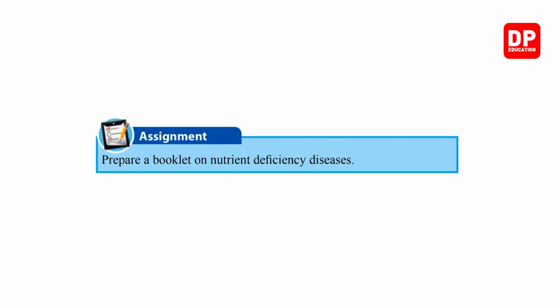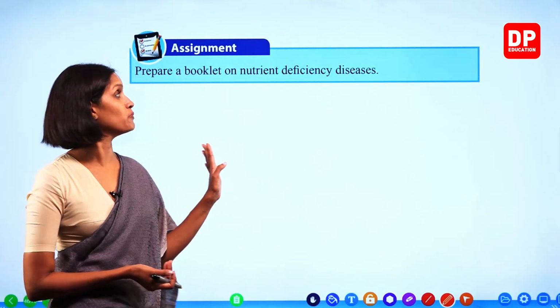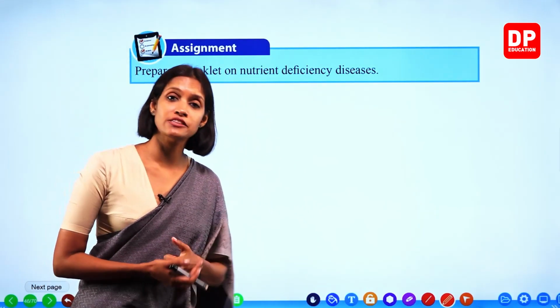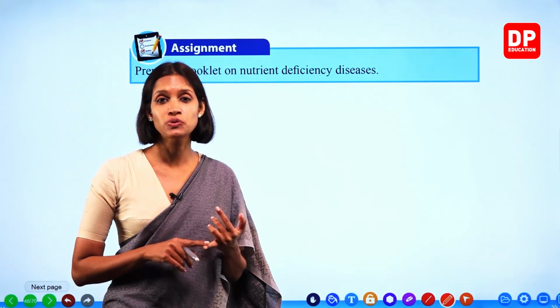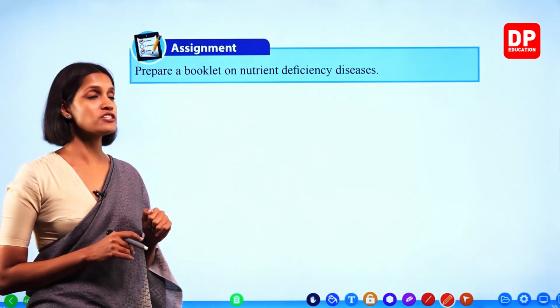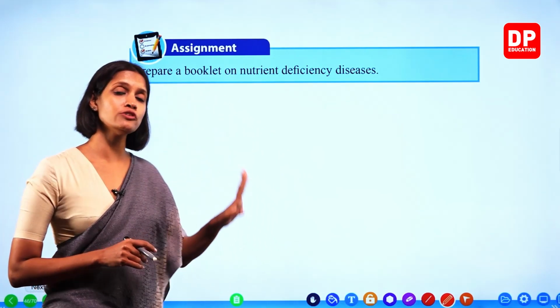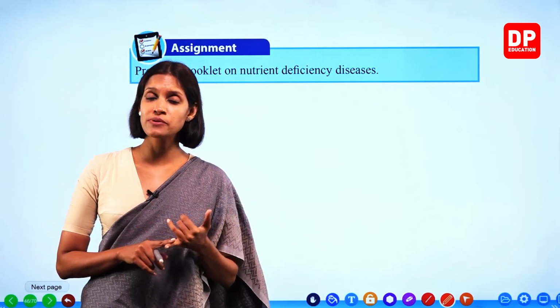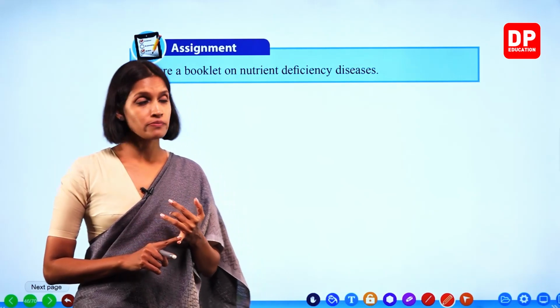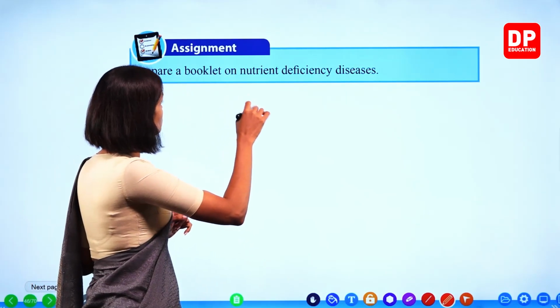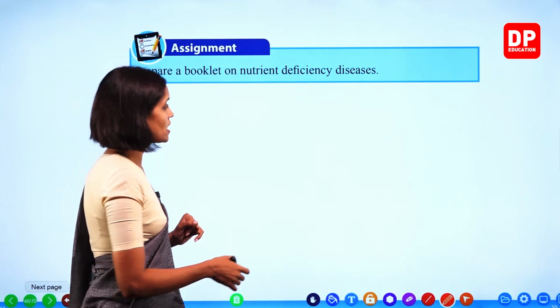Okay, children? Right. This is the last assignment of the lesson, children. Prepare a booklet on nutrient deficiency diseases. So you all now know how to find information to make something like this. By reading books, by reading other articles, using the internet, you can get information. Right, children, I will give you all some examples, but you all have to find more examples. And even when you make the booklet, you can use pictures as well. Okay? So prepare a booklet on nutrient deficiency diseases, right?